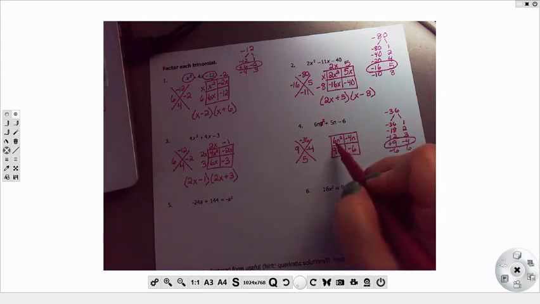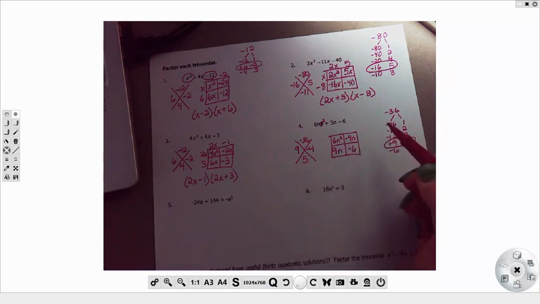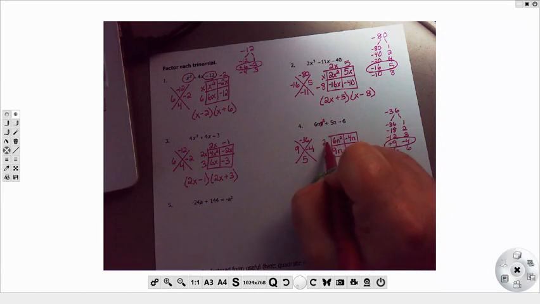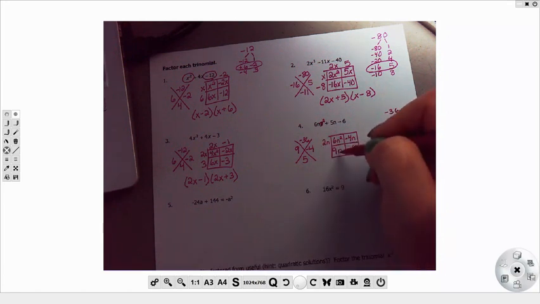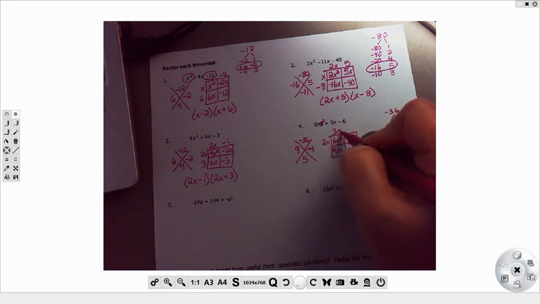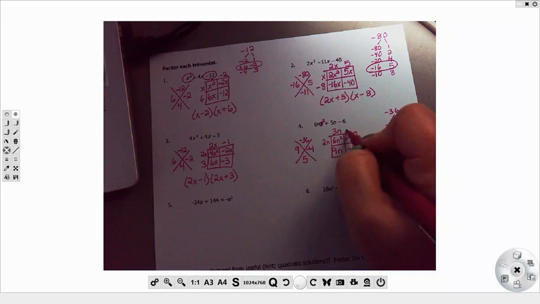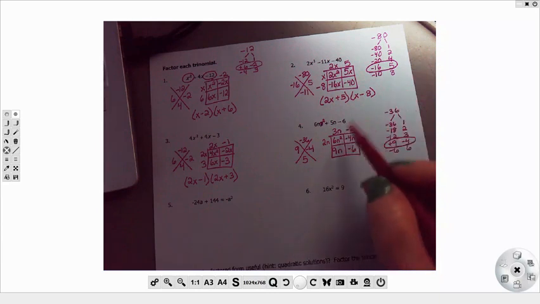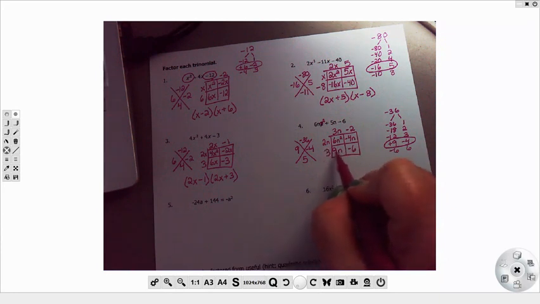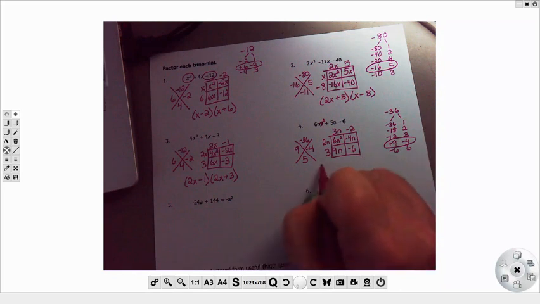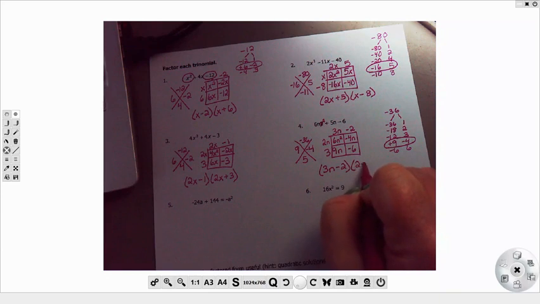All right, so to get 6n squared, that's a 3 and a 2. So if I look across here, these would both be a 2n. If I look down this column, this would be a 3n. So 2n times what would give me a negative 4n? Well, that's a negative 2. 3n times 3 would give me 9n. Negative 2 times 3 would give me a negative 6. So factors are 3n minus 2 and 2n plus 3.